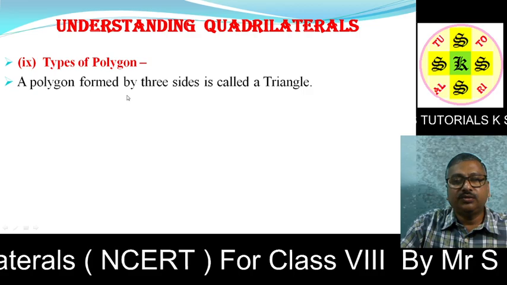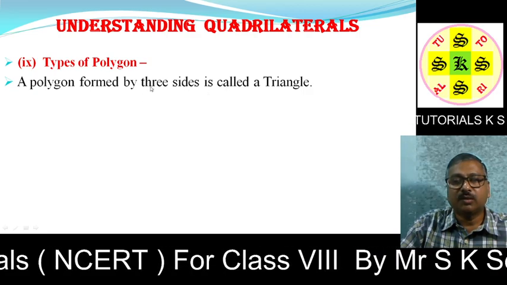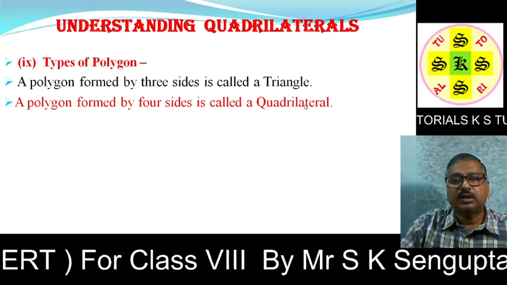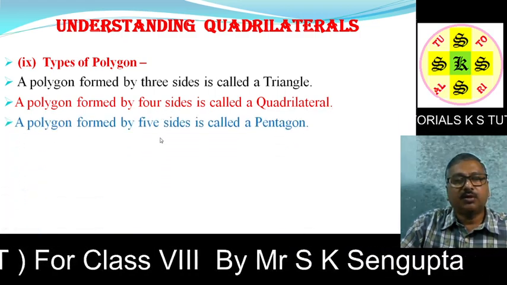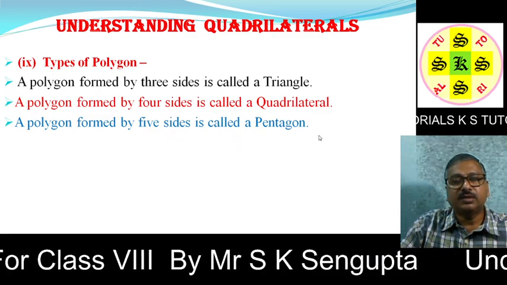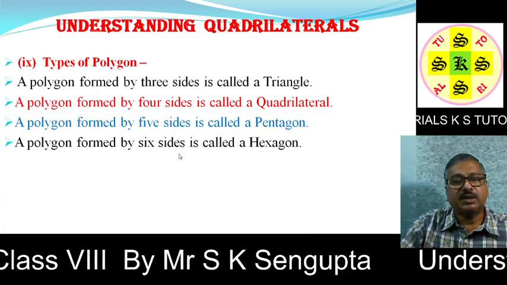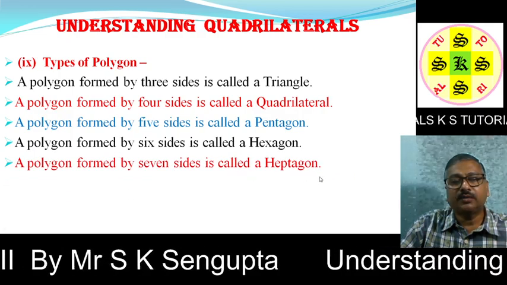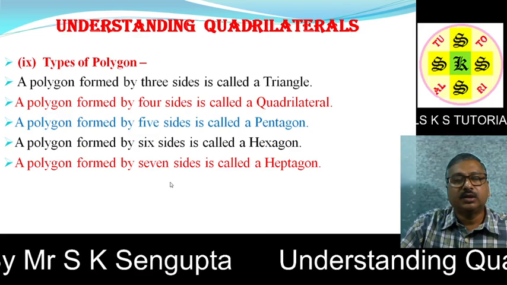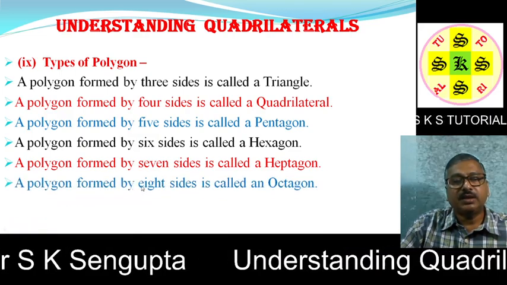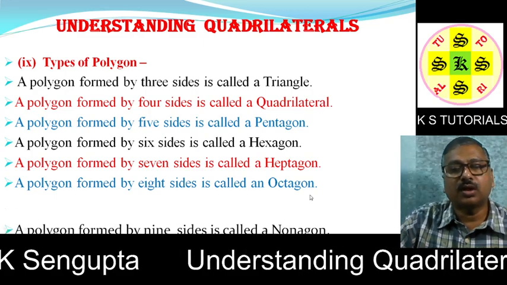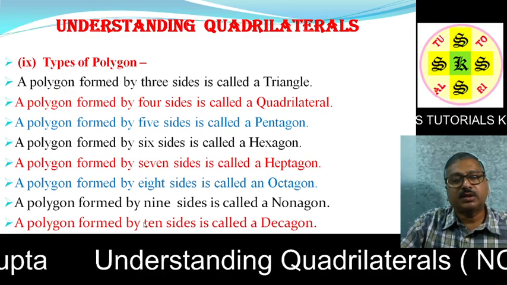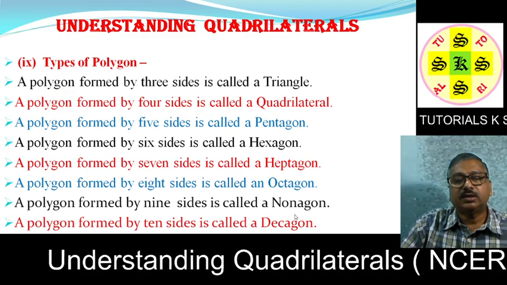So depending on the number of sides, if the number of sides is 3, then this is known as a triangle. If the number of sides is 4, then it is called a quadrilateral. If 5, then this is a pentagon. If 6, then this is a hexagon. If 7, then this is called a heptagon. If 8, then this is called an octagon. If 9, then this is called a nonagon. If 10, then this is called a decagon.